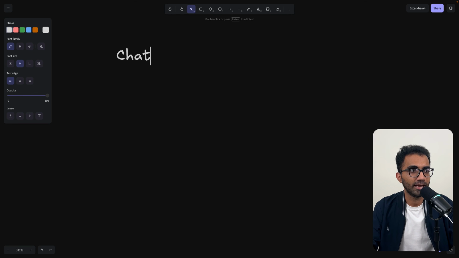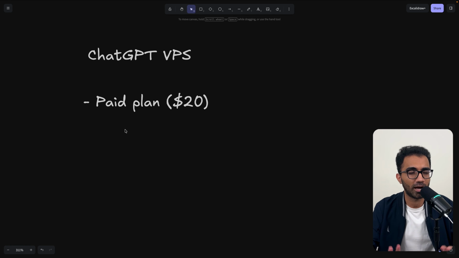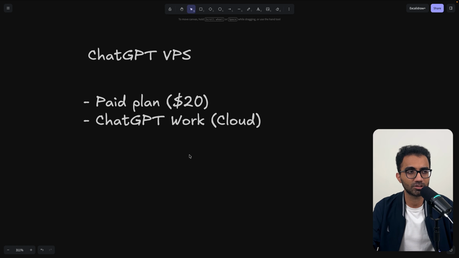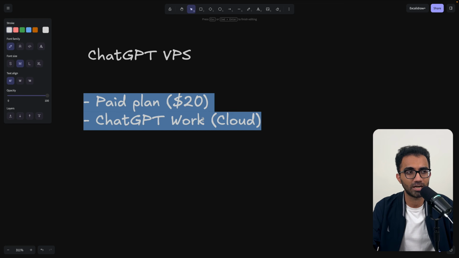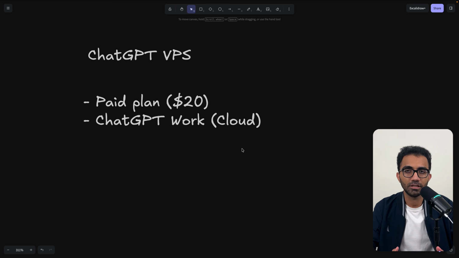So there are a couple of things. In order to get access to ChatGPT VPS, you have to be on a paid plan. It doesn't matter what plan this is. It could also be a $20 plan. You don't have to have a $200 plan. You have to use ChatGPT work in cloud, right? I think it would also work with Codex in cloud. I did not try it. I just saw somewhere on Twitter that it works on ChatGPT work. So I tried it on that, but it could possibly work. The reason you need cloud is because obviously when you use cloud, then it uses the cloud virtual machine. And that's all you have to do basically.